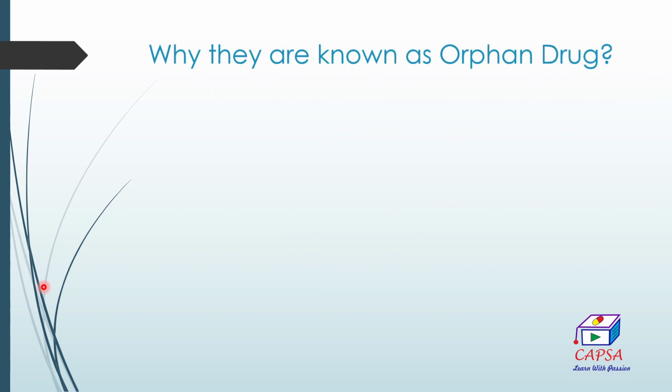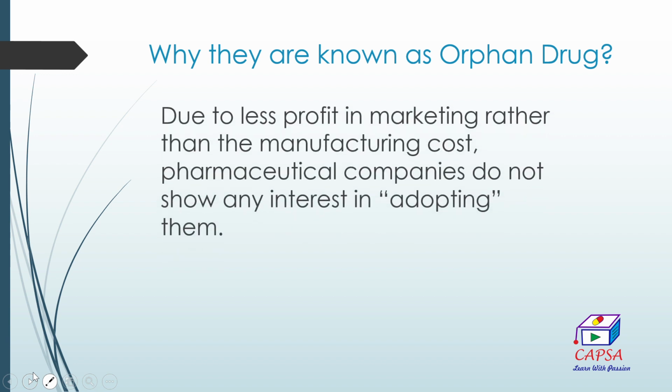Now, coming to the next, why are they known as orphan drugs? Because of less marketing profit compared to manufacturing cost, pharmaceutical companies do not show any interest in adopting them. So, we should do something which can make pharmaceutical companies more interested in manufacturing these kinds of drugs. That is the regulation of manufacturing orphan drugs.